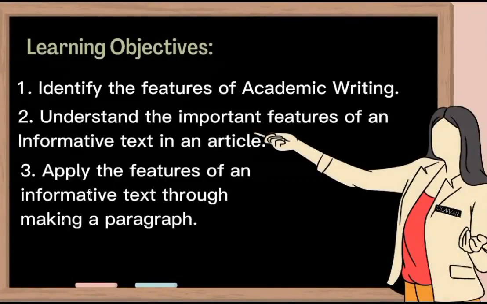Today, we will have the topic Distinguishing Features of Academic Writing. At the end of the lesson, you should be able to: 1. Identify the features of academic writing. 2. Understand the important features of an informative text in an article. 3. Apply the features of an informative text through making a paragraph.